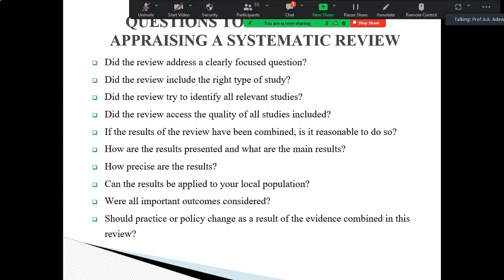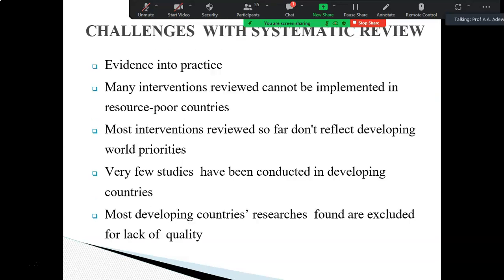If the results of the review have been combined, is it reasonable to do so? How are the results presented and what are the main results? How precise are these results? Can the results be applied to our local population? Were all important outcomes considered? Should practice or policy change as a result of the evidence that we found in this review? These are the ways a systematic review should be appraised.